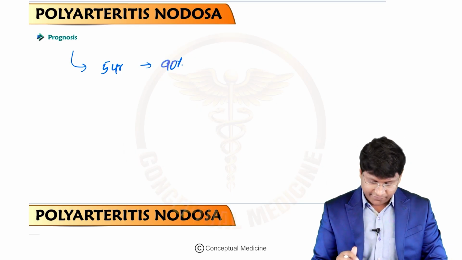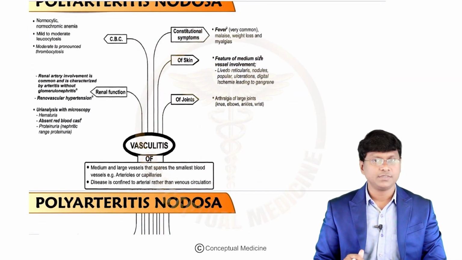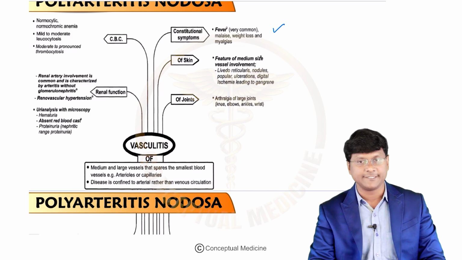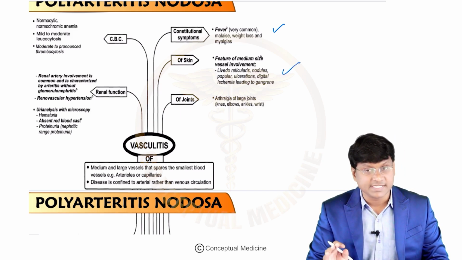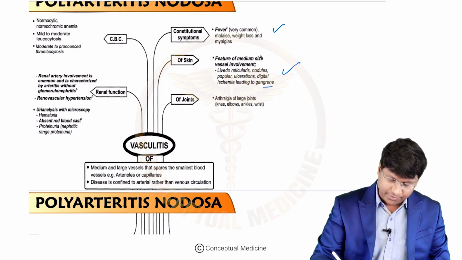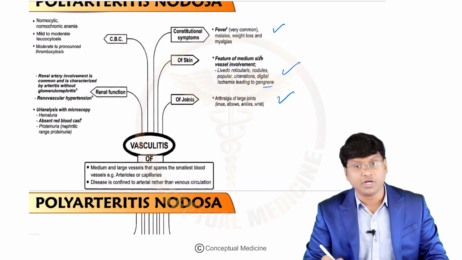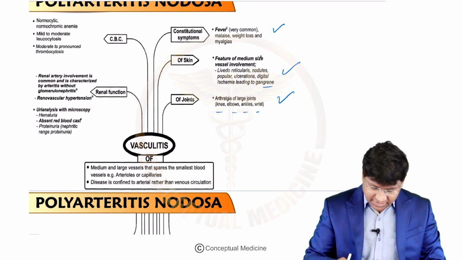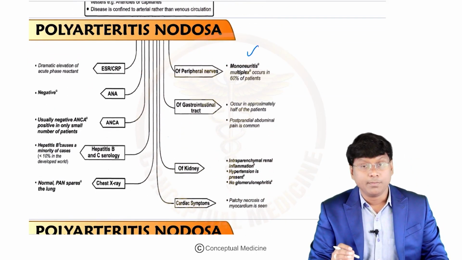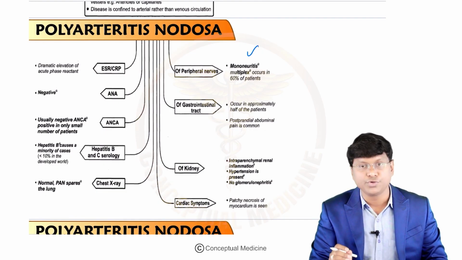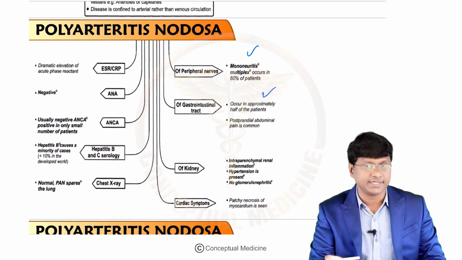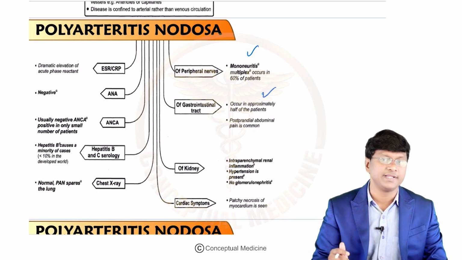So to summarize this topic of polyarteritis nodosa, constitutional symptoms are very common: fever, malaise, weight loss and myalgia. Skin involvement, that is livedo reticularis, is the most common skin involvement, and apart from that, nodules, ulcerations, digital ischemia leading to gangrene. There will also be joint involvement of large joints, that is knee, elbow, ankle as well as the wrist. Then there is also vasculitis of the peripheral nerves resulting in mononeuritis multiplex, and vasculitis of the mesenteric vessels resulting in mesenteric vasculitis, where the individual will have intestinal angina or postprandial abdominal pain.